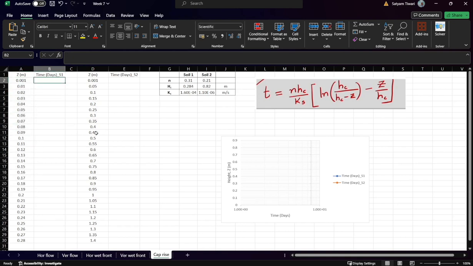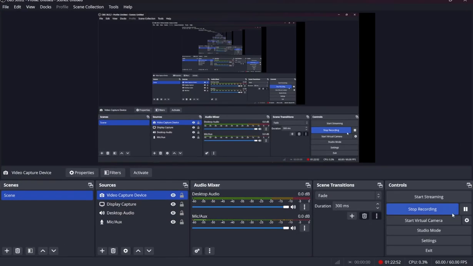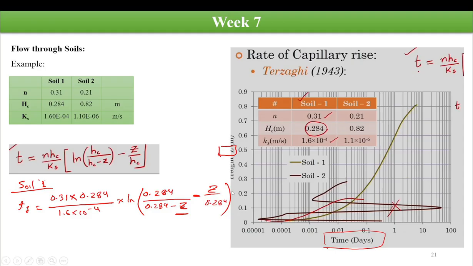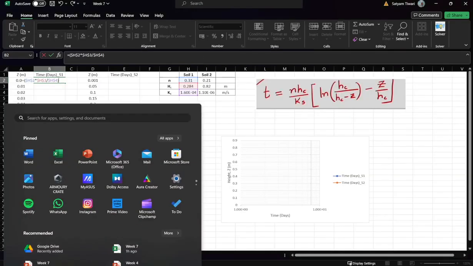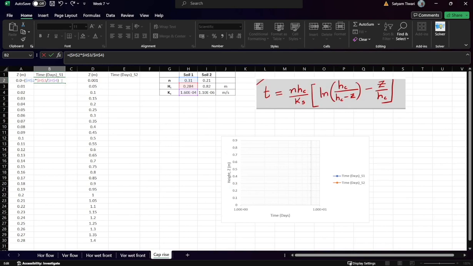Okay, so let's see what the formula says. We'll write t is equal to the first part, which is going to be the porosity for soil one, into HC, divided by the value of KS. So here we are trying to solve this example. Let's proceed. Here we have written the first term, HC upon KS.